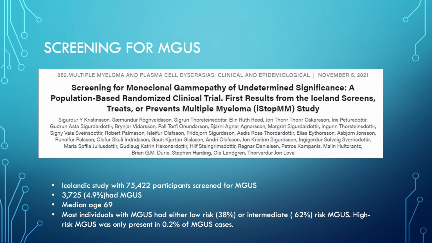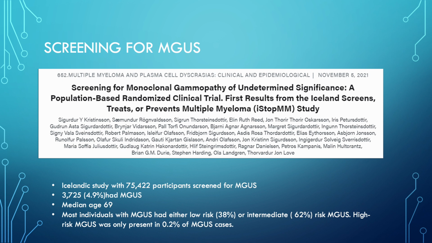So, when screening for MGUS, there's a study displayed on the screen in front of you. You can go and look at this in detail as well. This study is the screening for monoclonal gammopathy of undetermined significance, the iStopMM study. It's an Icelandic study in which 75,422 participants were screened for MGUS, and out of those, 4.9% had MGUS.